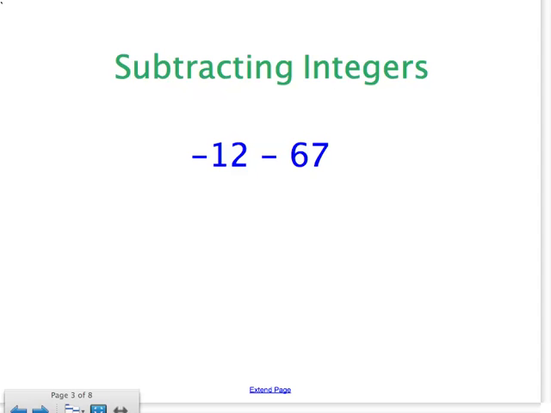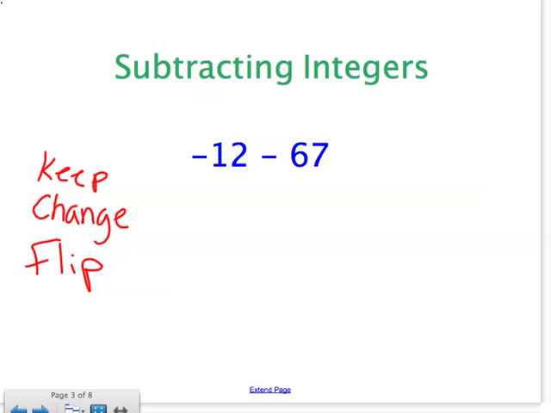So when we're talking about subtracting integers, we're actually going to turn this into an addition problem. We're going to use an old phrase that you should know from dividing fractions called keep, change, flip. Now, it's a little different from when we're dividing fractions, but it's handy to use the same slogan, okay? So we're going to keep the first number, negative 12. Now, the change means we're going to change that subtraction sign there to an addition sign. And then we're going to flip the sign of that second number. The second number is positive 67, so I'm going to make it a negative 67.